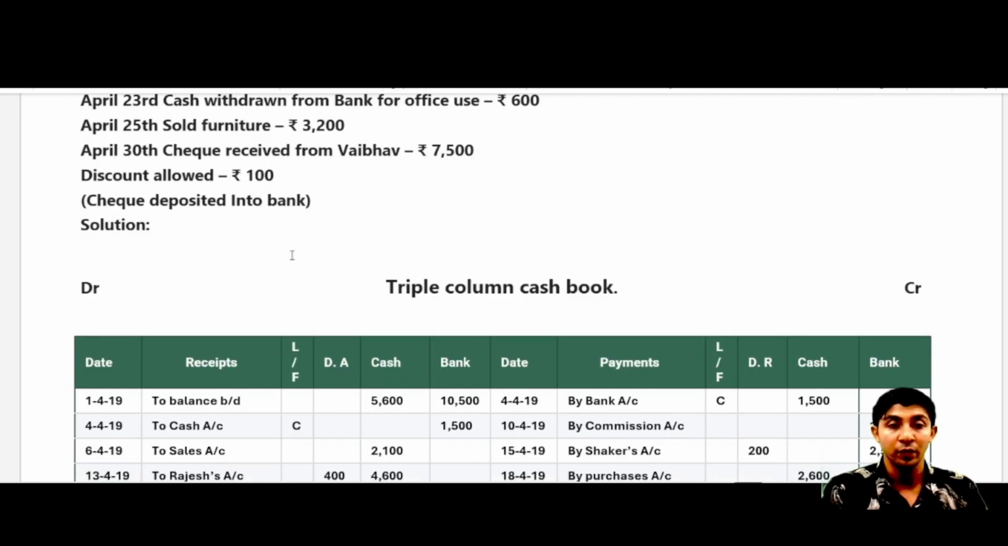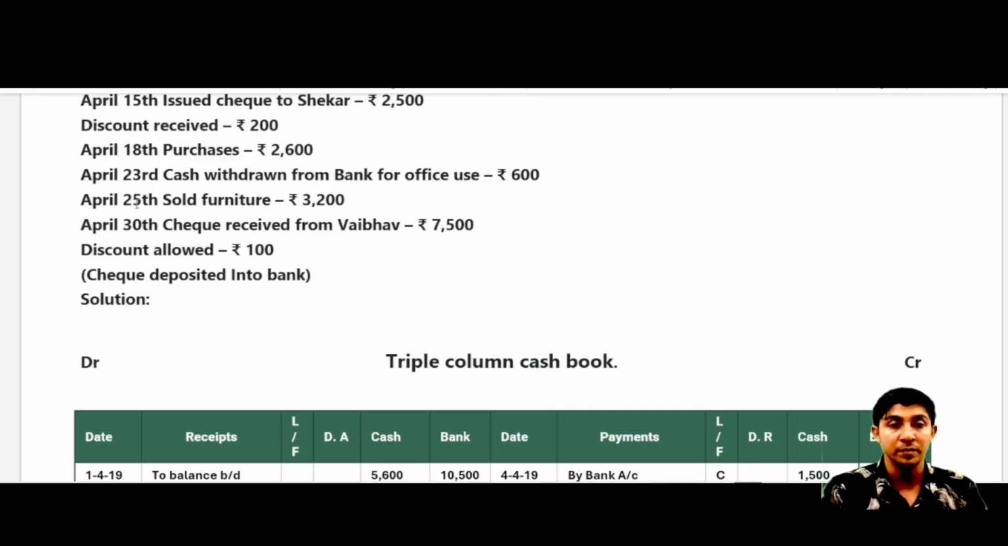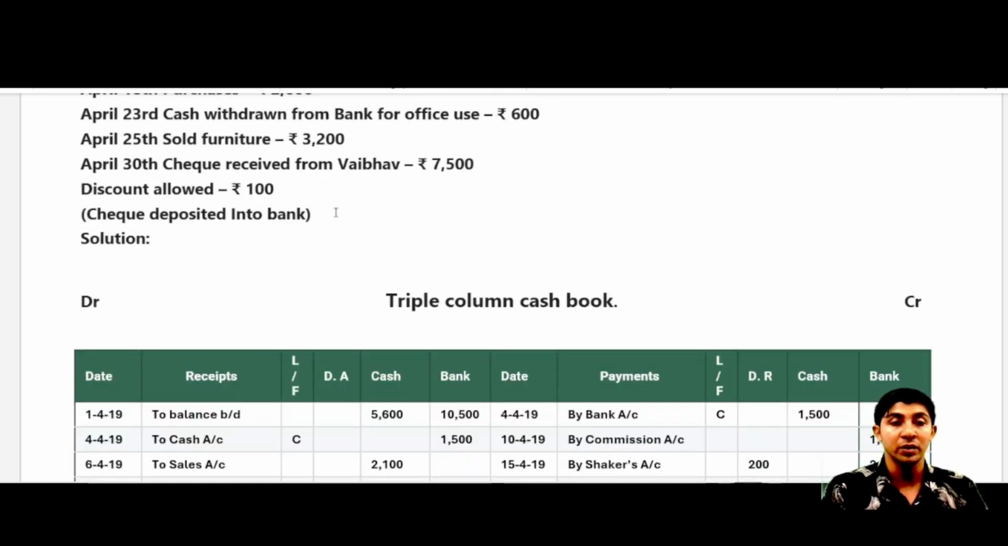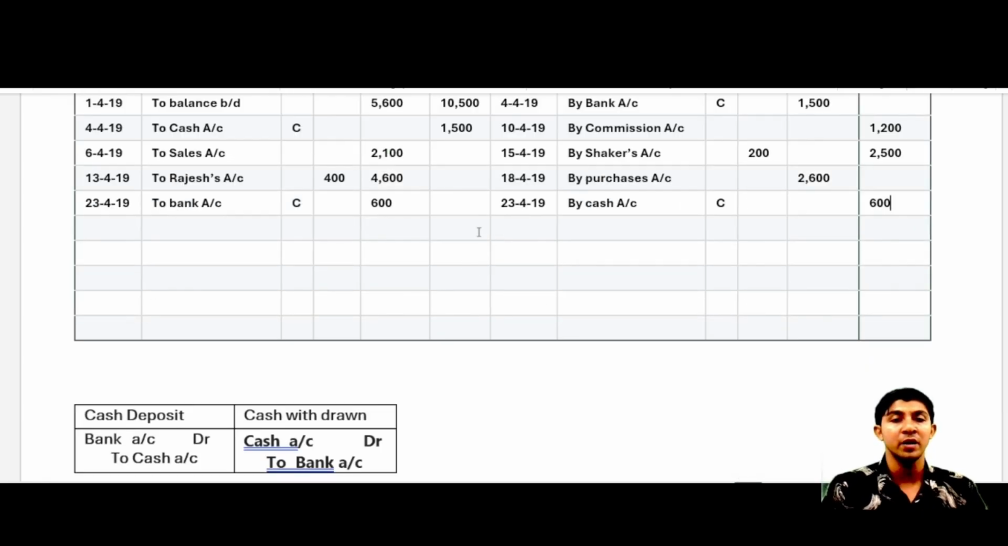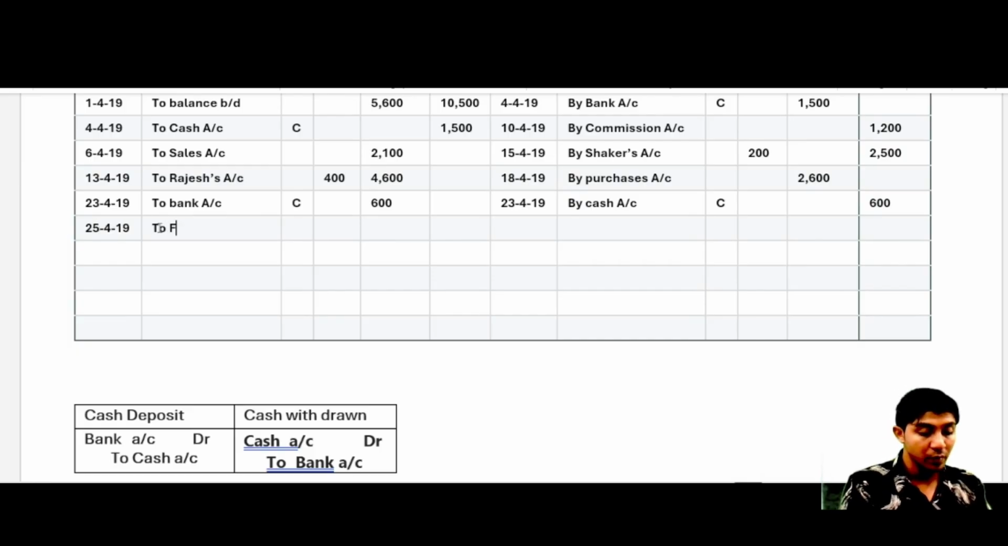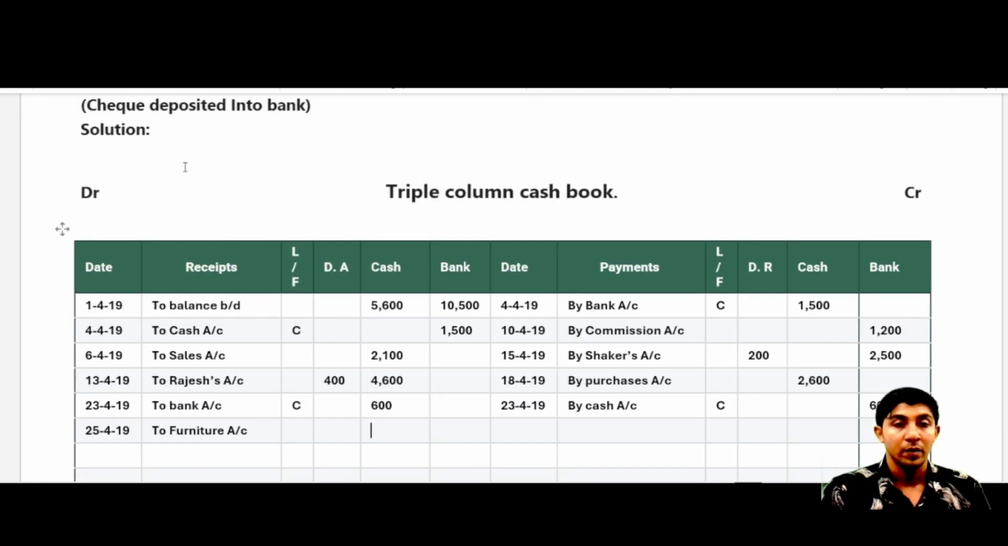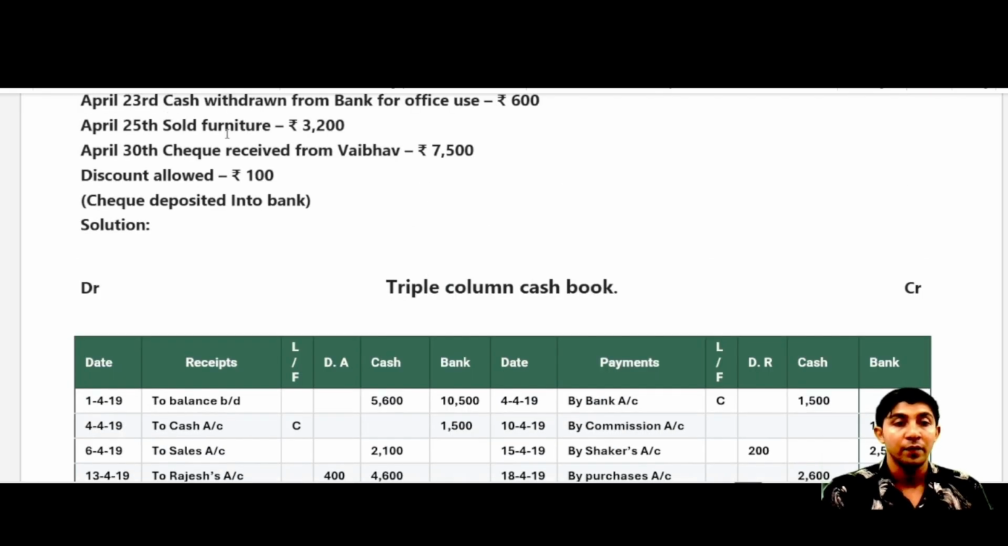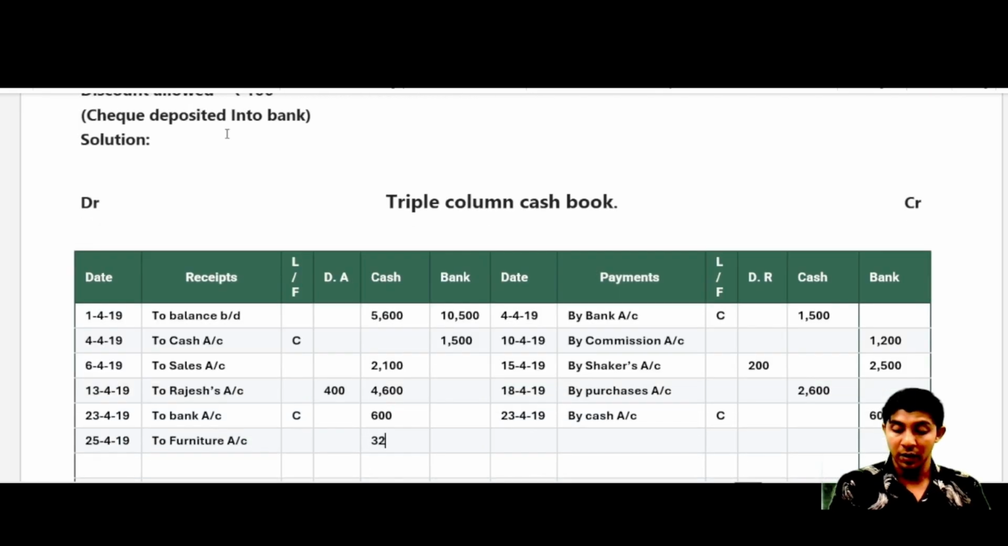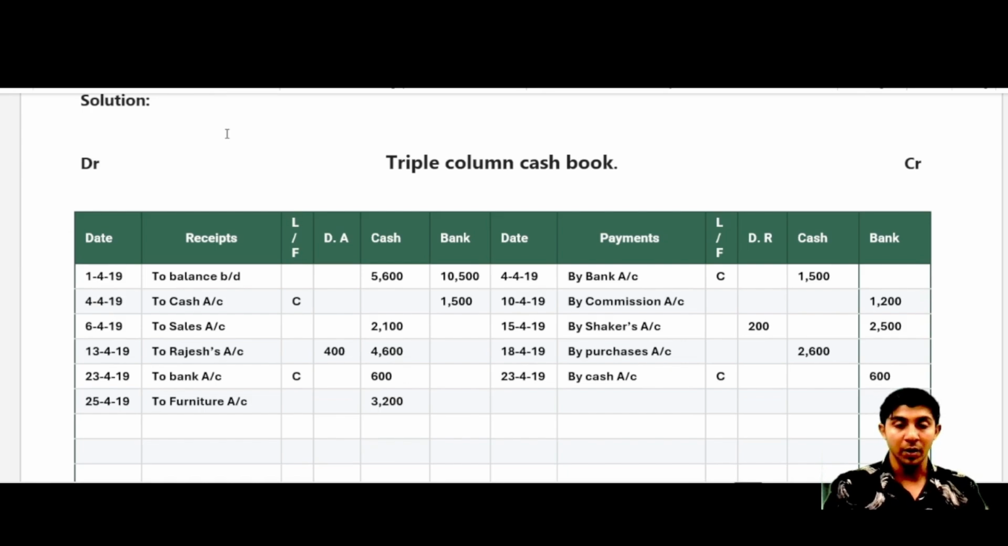Now let us move towards our next transaction, that is on 25th अप्रैल sold furniture 3200। सोल्ड करे मतलब बेच दिए तो पैसे आते, 25th अप्रैल 2019। क्या बेचे आप, फर्नीचर, टू फर्नीचर अकाउंट। What is the amount? The amount is 3200, 3200 is the amount.